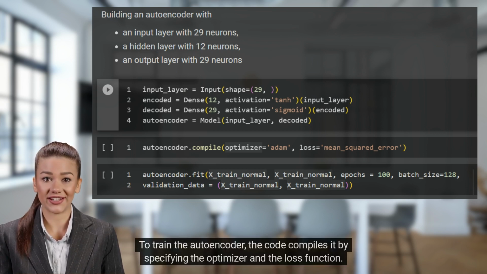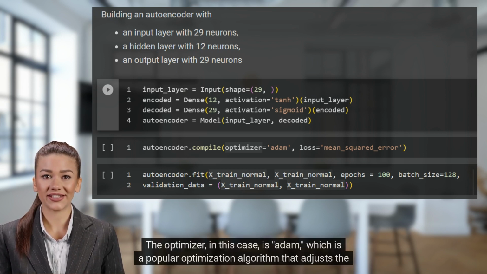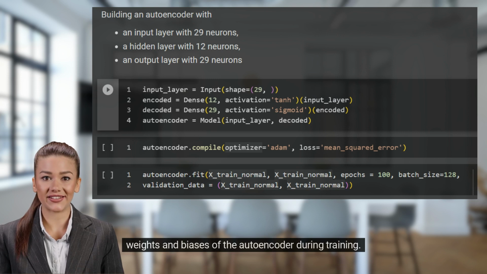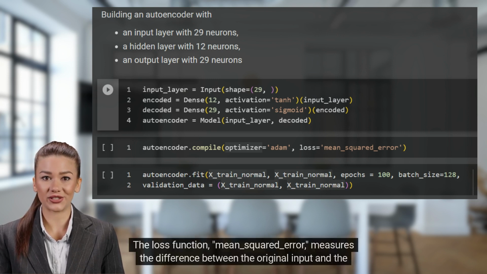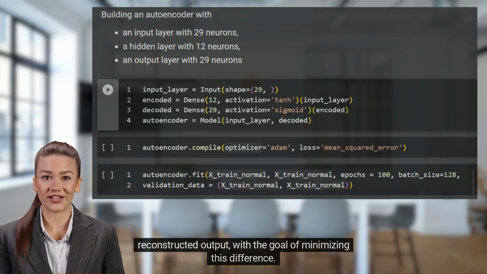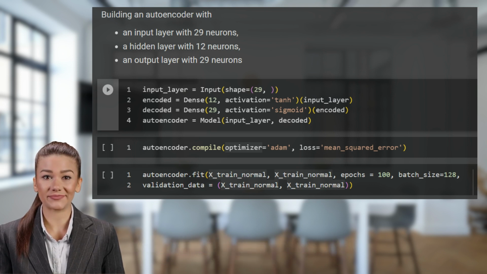To train the autoencoder, the code compiles it by specifying the optimizer and the loss function. The optimizer, in this case, is Adam, which is a popular optimization algorithm that adjusts the weights and biases of the autoencoder during training. The loss function, mean_squared_error, measures the difference between the original input and the reconstructed output, with the goal of minimizing this difference.